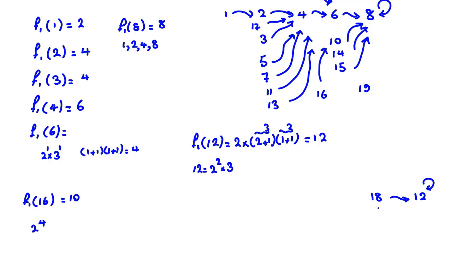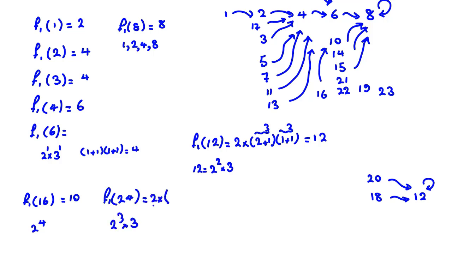20 is again 2 squared times 5, which goes to 12. 21 is PQ, like this. 22 is PQ. 23 is a prime number. 24, we should check. f1 of 24. 24 is 2 cubed times 3.